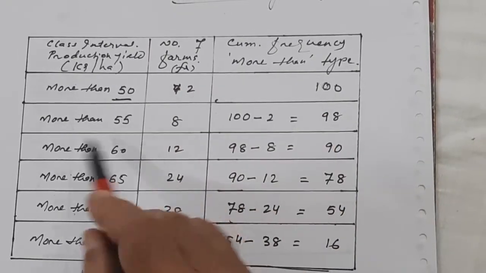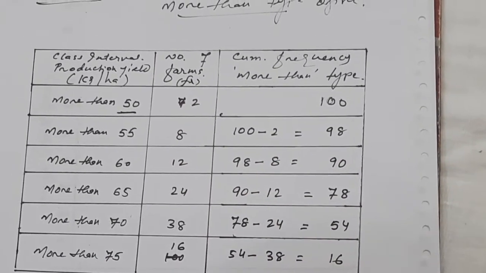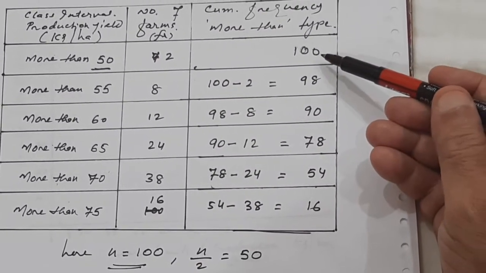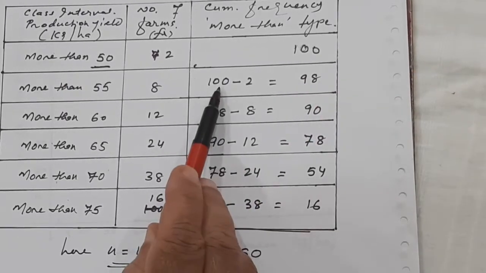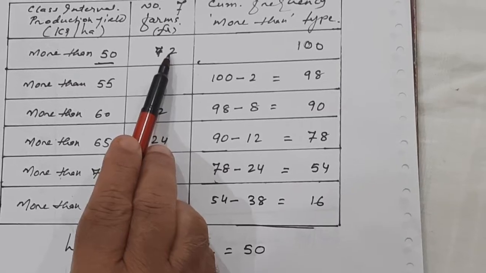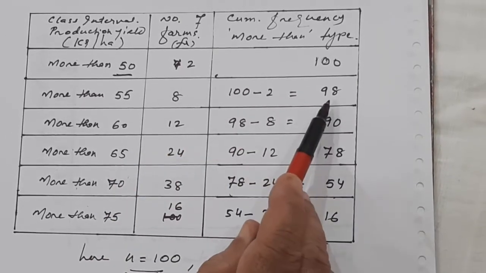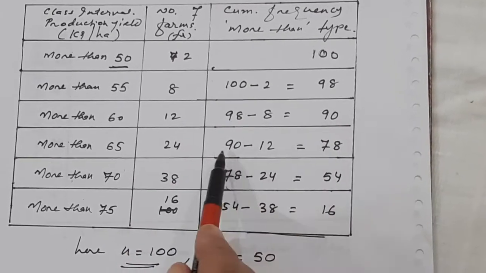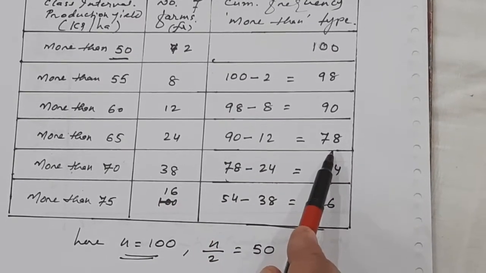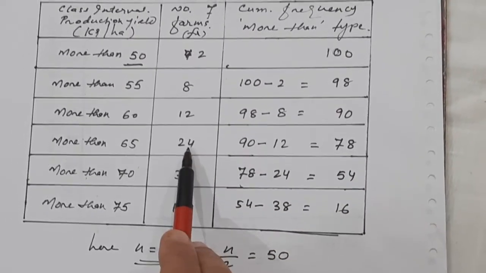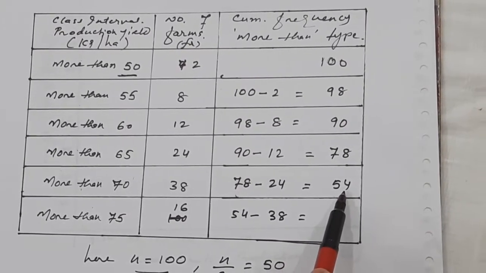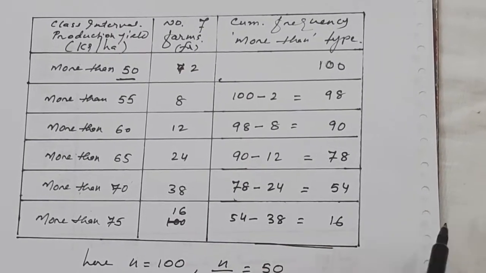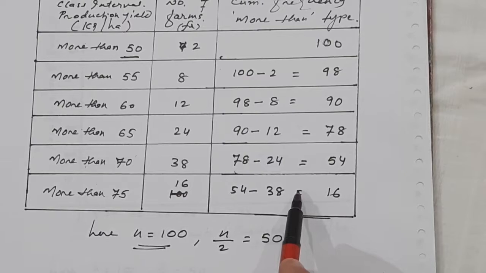Now we have to obtain the more than type cumulative frequency. As we know that n is 100, start from 100. That is completely opposite. Take this 100 down and subtract the first frequency. So 100 minus 2, 98. Again bring 98 down, subtract 8, it becomes 90. Bring 90 down, subtract 12, 78. Then bring 78 down, subtract 24, that is 54. And 54 minus 38, you will get 16. So this is the cumulative frequency more than type.